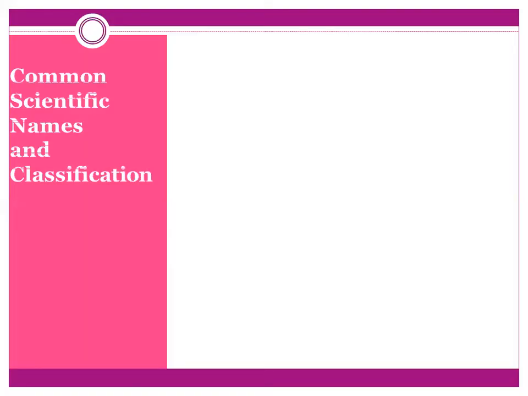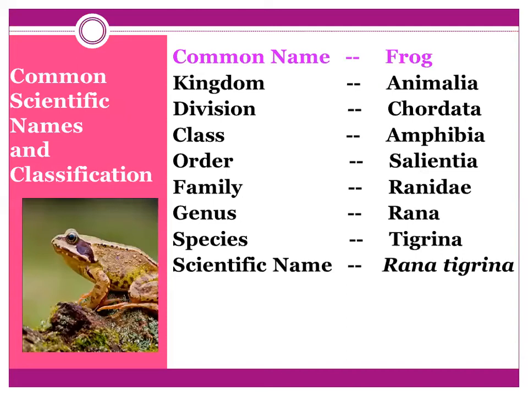The last is the scientific name and classification of the frog. Very important. What is the classification of the frog? Again, it belongs to the kingdom Animalia. Why Animalia? Because a frog also does not have a cell wall or chlorophyll. Next, again, the division is Chordata. Class is Amphibia. Now, what are amphibians? We consider amphibians the animals that live on land as well as in water.